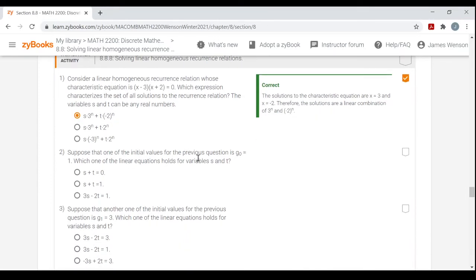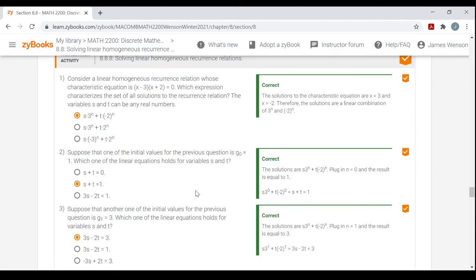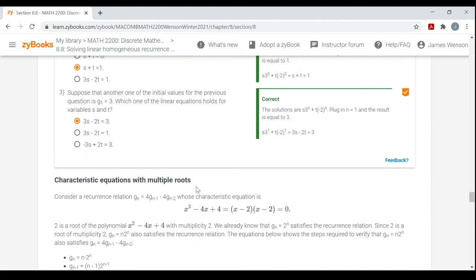And then you'd go specifically, and they say, what if in the previous one, g of 0 was 1? Well, then you'd have 1 equals s plus t, an equation involving s and t. And if g of 1 was 3, then, plugging in 1 for n, you'd have 3 equals 3s minus 2t. It's plugging in the initial values. So you get a general solution, then plug in those initial values, get a system of equations, solve that system, and you find a specific one.